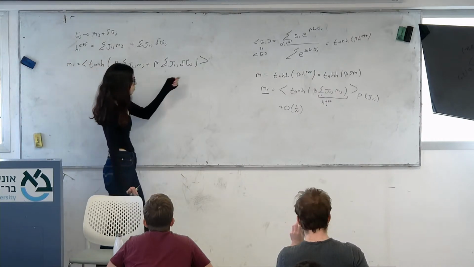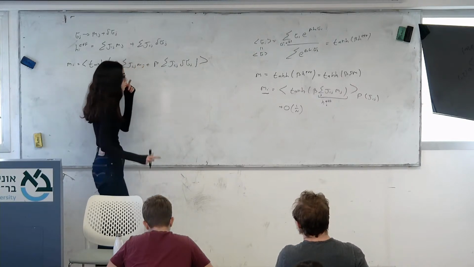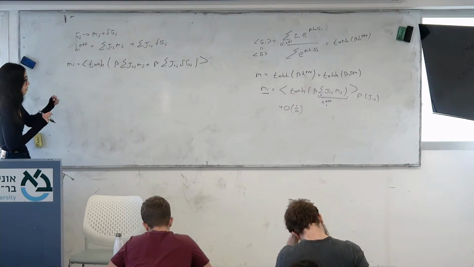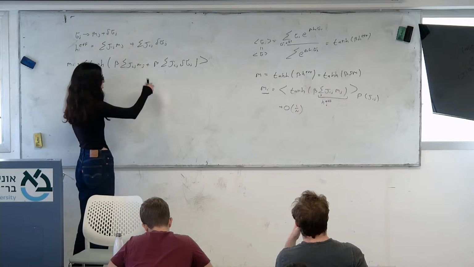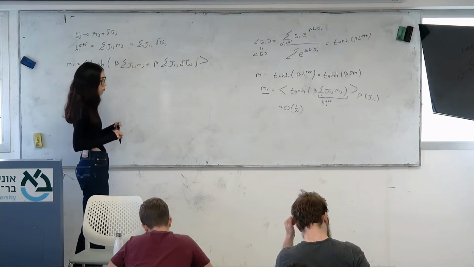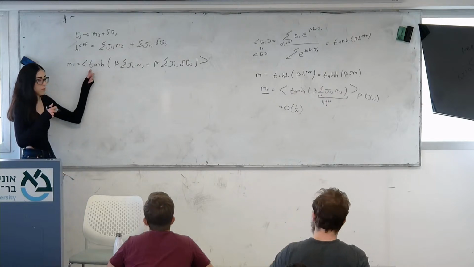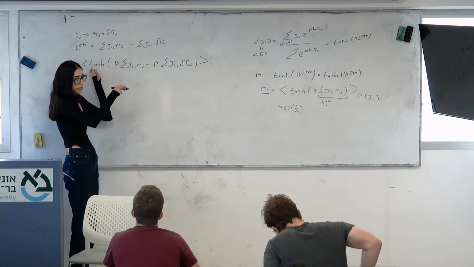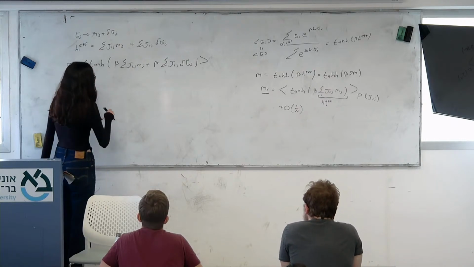So now we need to see what we can do with this average, because the average is outside of the hyperbolic tangent, but we have the fluctuations inside. So this is a bit non-trivial calculation to do. So what we're going to do is expand the hyperbolic tangent using a Taylor series and then divide it into different averages.